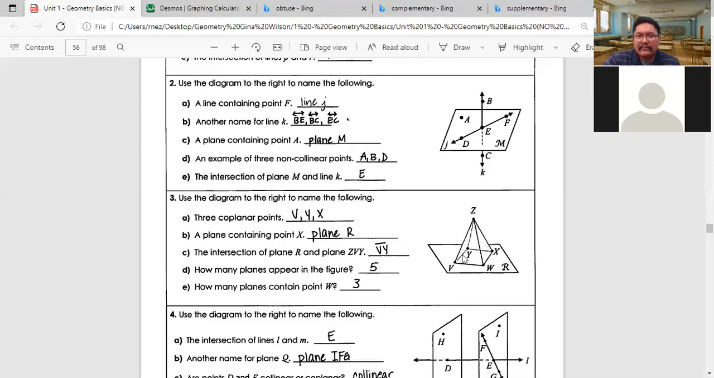A plane containing point X. So next one here, plane containing point X. Wait, is that the one we just did? I think that is the one we just did. I think I read the same question over again.